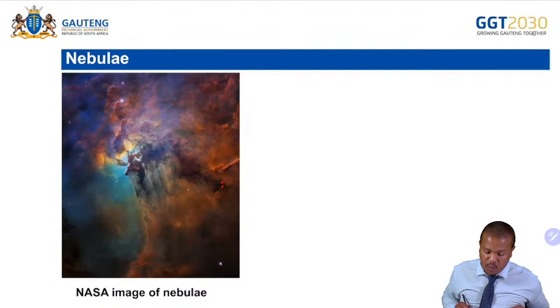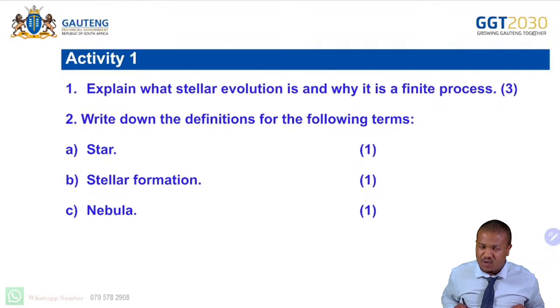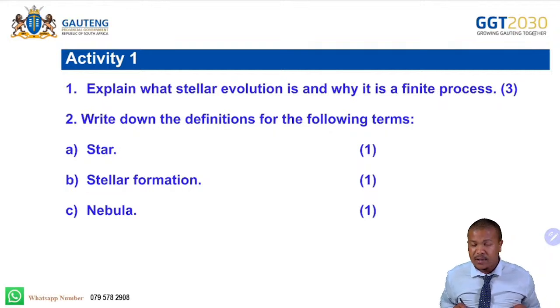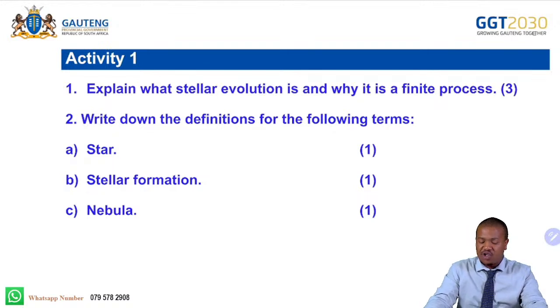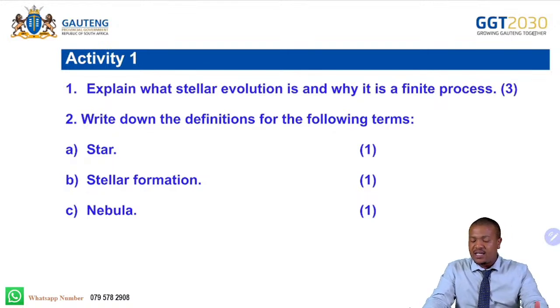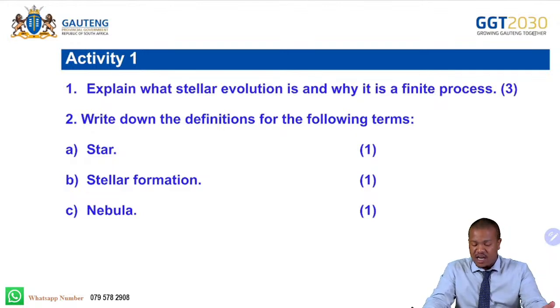Now, without talking too much, let's look at activity 1 and test ourselves. Number 1 says, explain what stellar evolution is and why it is a finite process. Number 2, write down the definitions of the following terms: star, stellar formation, and nebula. I'm going to give you 5 minutes for this activity. Then after that, we are going to mark our work.